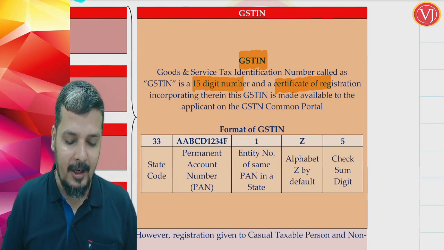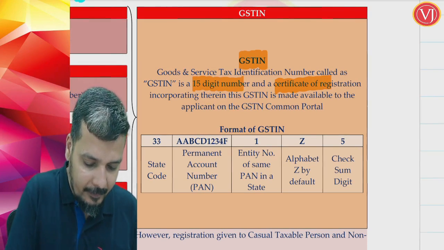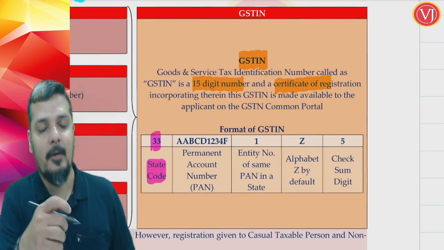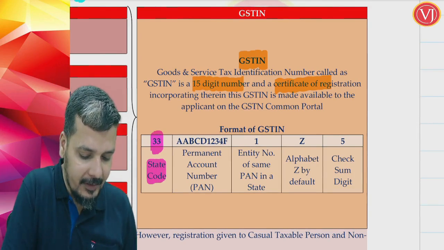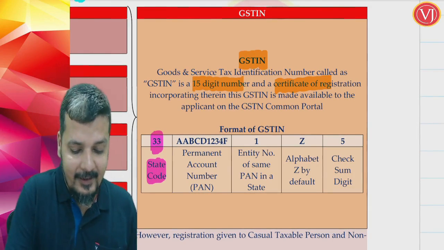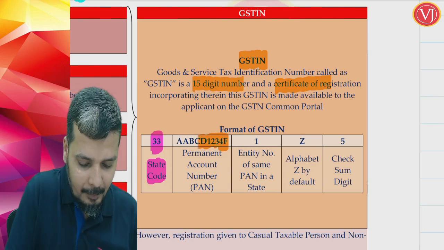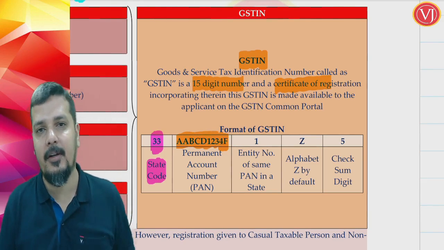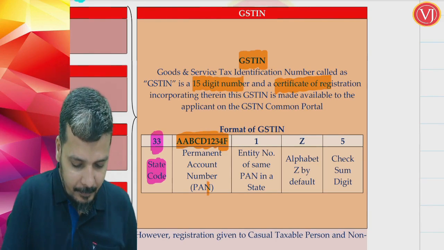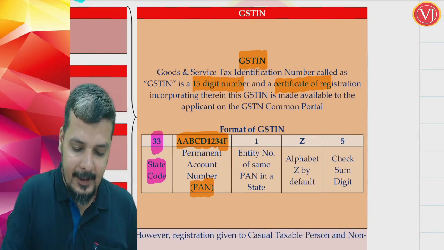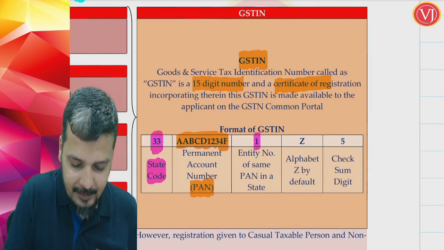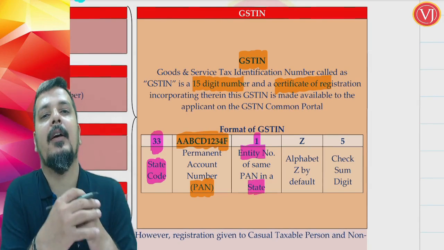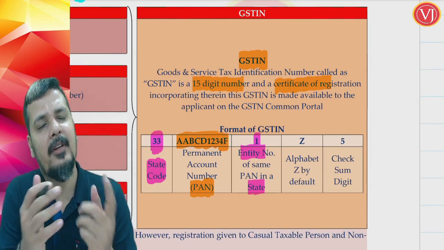Now when you talk about the breakup of your 15-digit number, the first 2 digits will be nothing but the state code. Supposing you are talking about the state of Tamil Nadu, the first 2 digits will be 33, which is the state code. The next 10 digits will be nothing but your PAN number. So 1 and 2 will be your state code, 3 to 12 will be your PAN number. Then the 13th number will be nothing but the entity number in that particular state. Supposing in Tamil Nadu you are having only one registration, the 13th number will be 1.